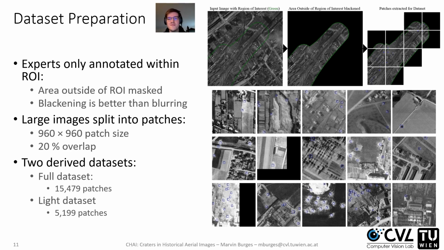The difference between both is essentially that in the full dataset we just take every patch that we extract from the dataset. So top right you can see some example patches, and in the light dataset we only keep patches that also have an annotated crater in it, which obviously reduces the amount of patches we have overall. And then you can also see here some examples from the dataset.